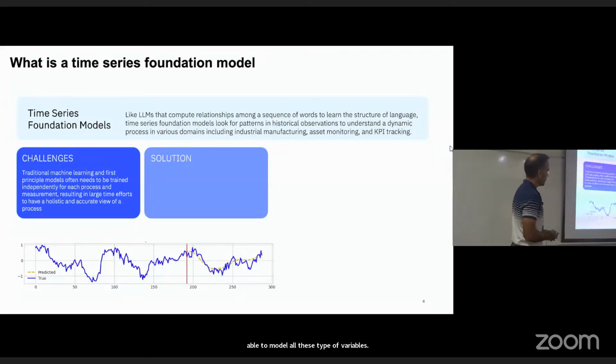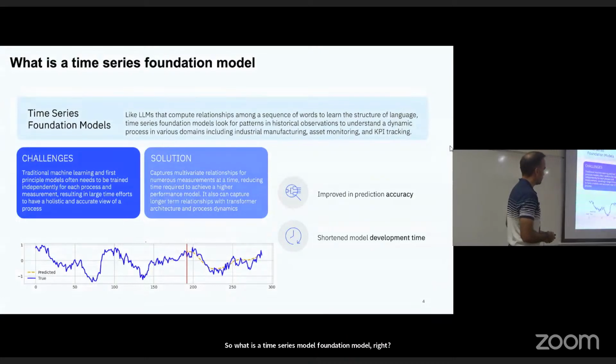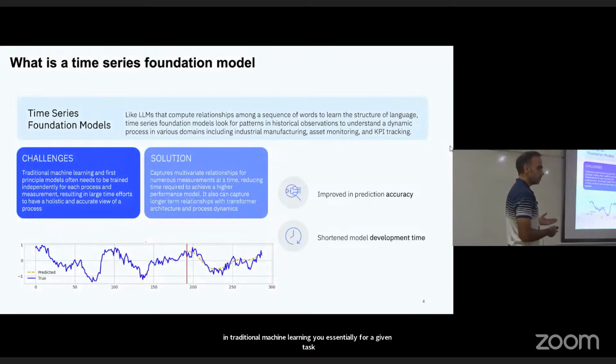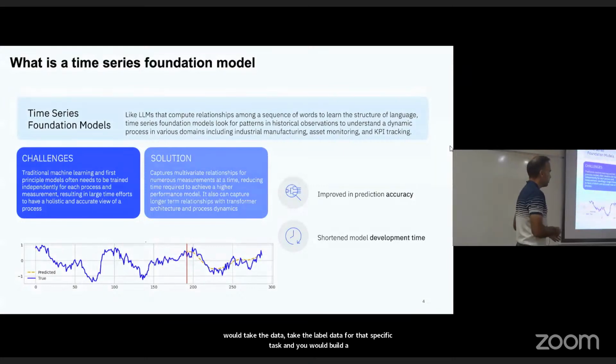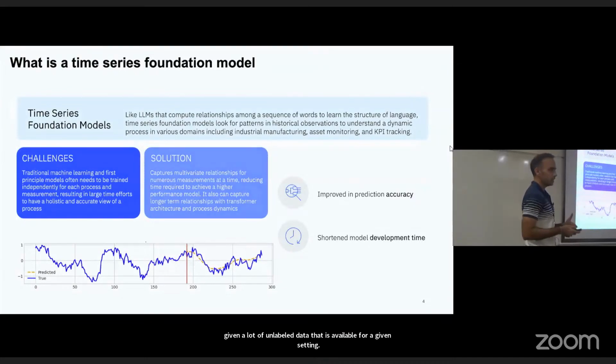So what is a time series foundation model, right? In traditional machine learning, for a given task, you would take the labeled data for that specific task, and you would build a model for just addressing that task. But similar to language LLMs, in time series also, ideally, given a lot of unlabeled data that is available for a given setting, you may want to train a generic model that can learn some representation for that domain. And that model can be used for different types of tasks in zero shot, or maybe you can do some type of fine tuning, right?